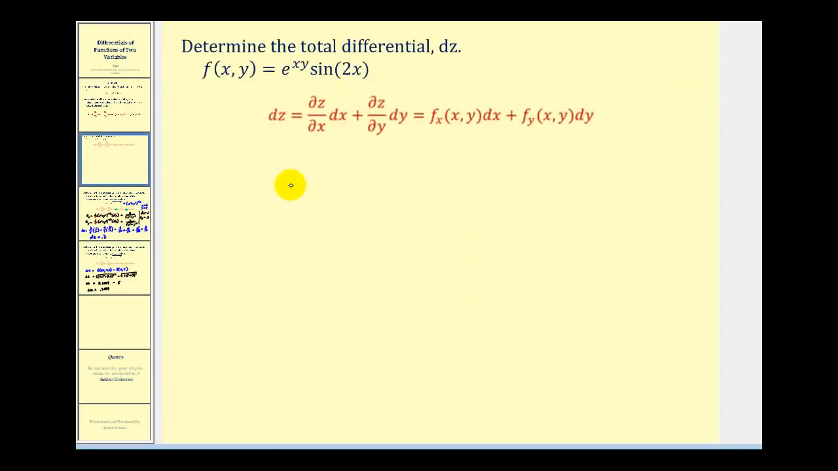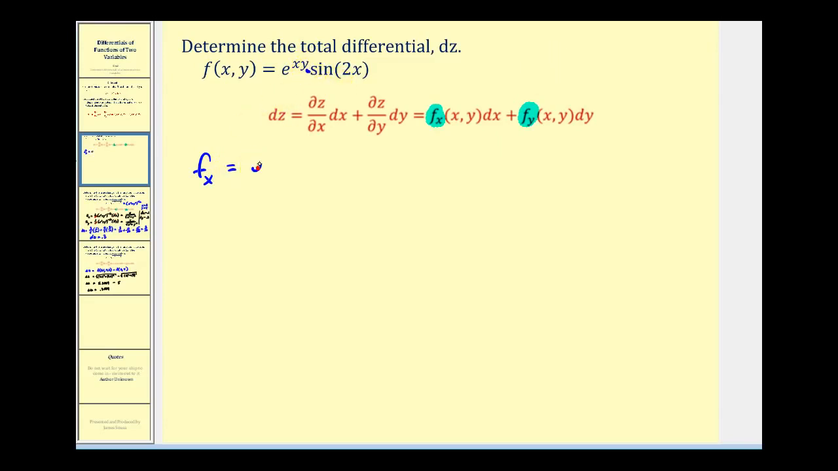Let's go ahead and get a little more practice finding total differential, or dz. So again, I think it's often helpful to first find the partial derivatives before we fill out the complete formula for differential z. So let's go ahead and do that. The partial derivative of f with respect to x, treating y as a constant: notice both of these functions have x in them, so we'll have to apply the product rule.